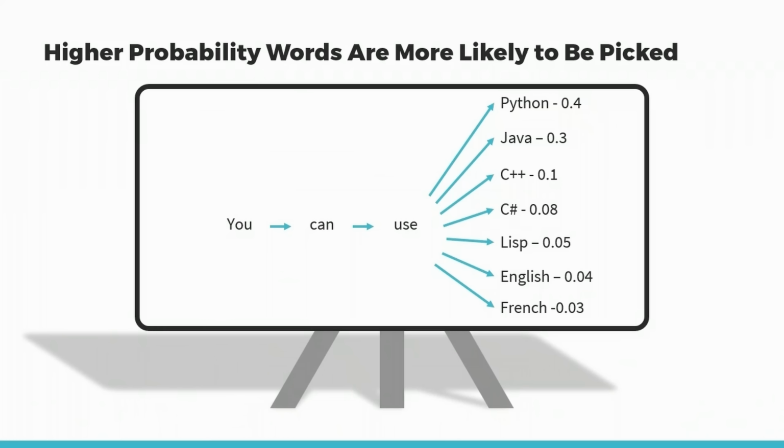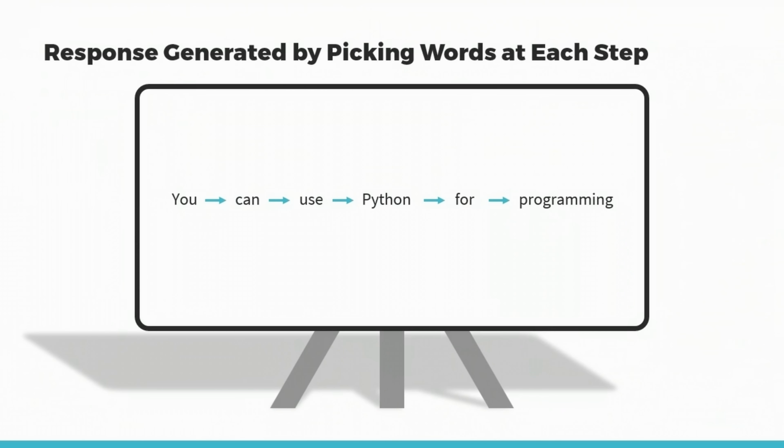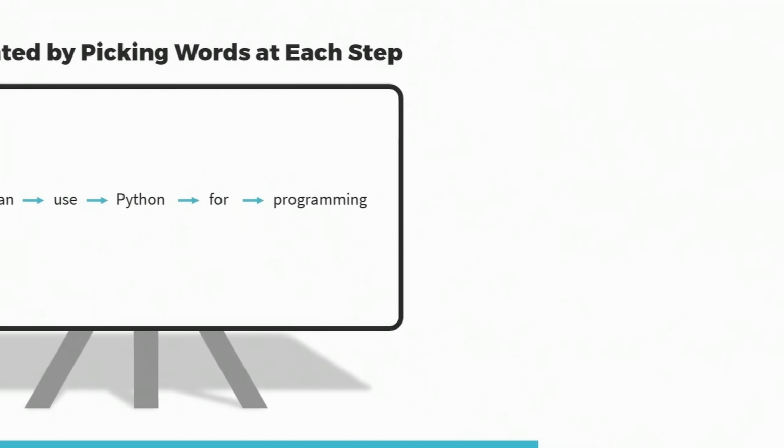If the decoding strategy that the model uses is greedy decoding, it will always pick the word with the highest probability score. Or it could pick a word at random with higher probability words more likely to be picked. This is the decoding strategy of the model and something that you can configure as we'll discuss in just a bit. The model generates its final response by picking words at each step. So at each step, it has a number of words with probabilities and it will pick a word at each step to give you the final response.